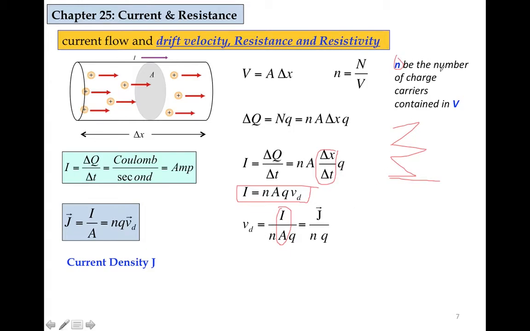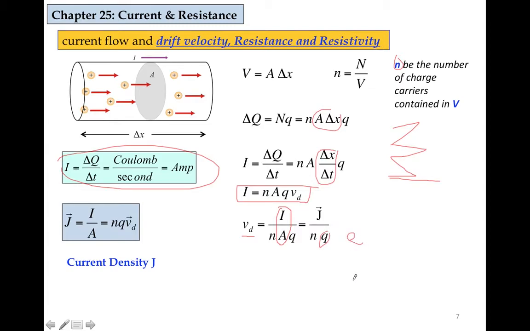Now n is defined as the number of charge carriers in the volume V, that's small n. Whatever the volume is, it's simply the area multiplied by delta x, and that's my volume here. And again, I can calculate the drift velocity. Again, the three important formulas: the current is defined as the rate of flow of charges, the current density is I over A, and the drift velocity is J over nq. Remember, this q is the charge, and most of the time we'll be using electrons, so q will simply be e.